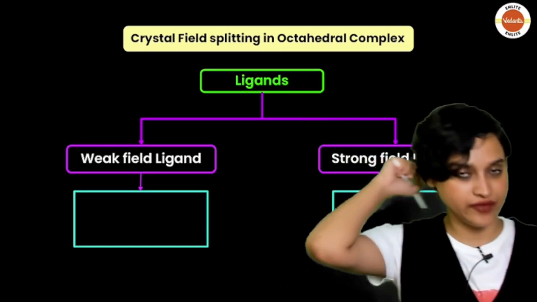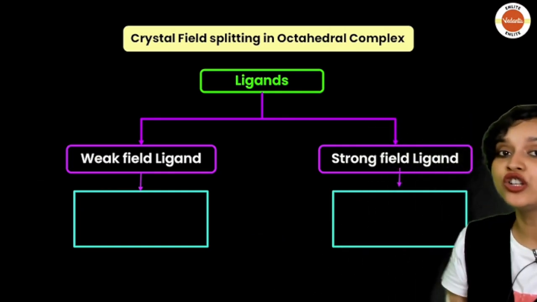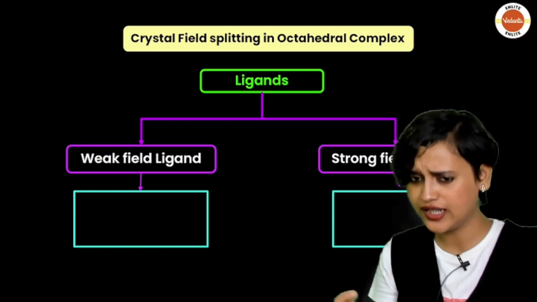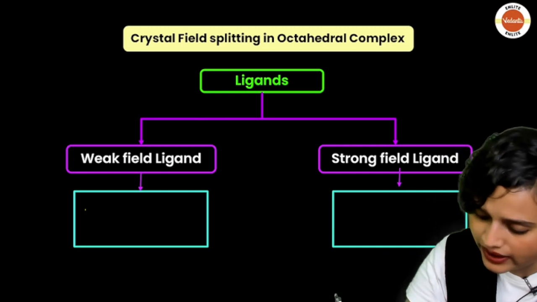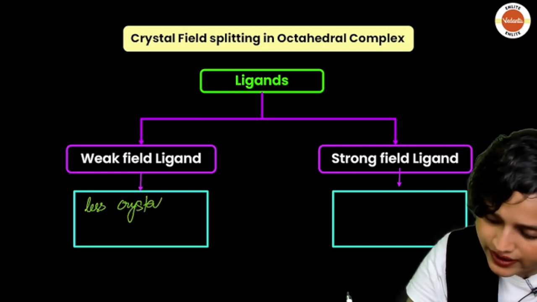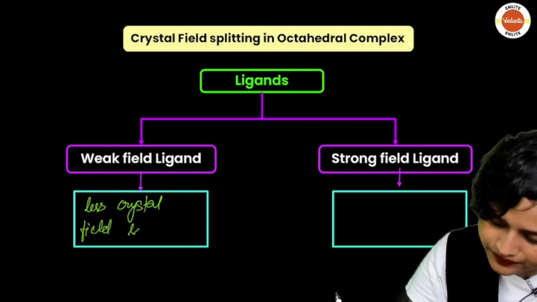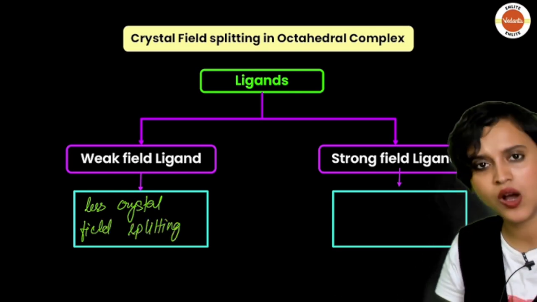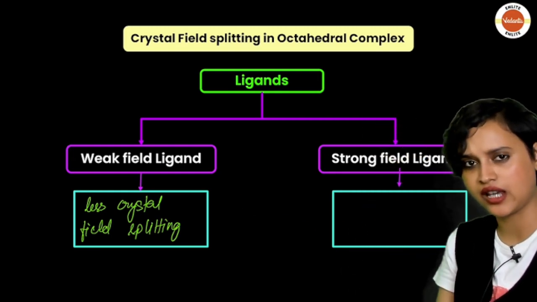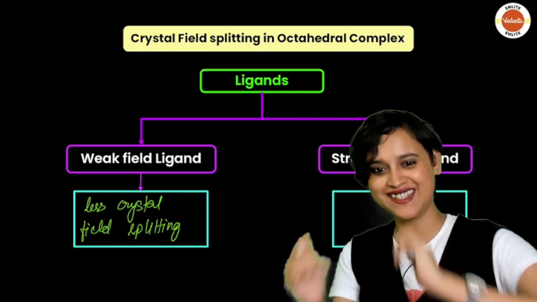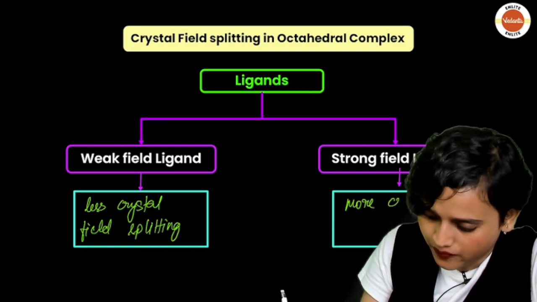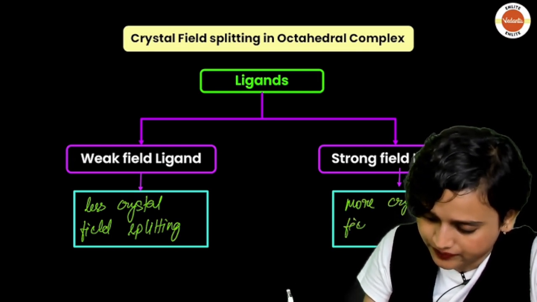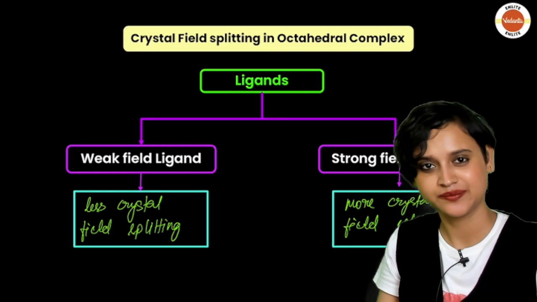Yes. Very good. Now, let's talk about the two different types of ligand which we have been talking about for some time. Weak field ligands create less crystal field splitting. Why? They don't have the capacity to scare the metal, no? So the splitting is less. Strong field ligands create more crystal field splitting. Got it? Clear? Alright?